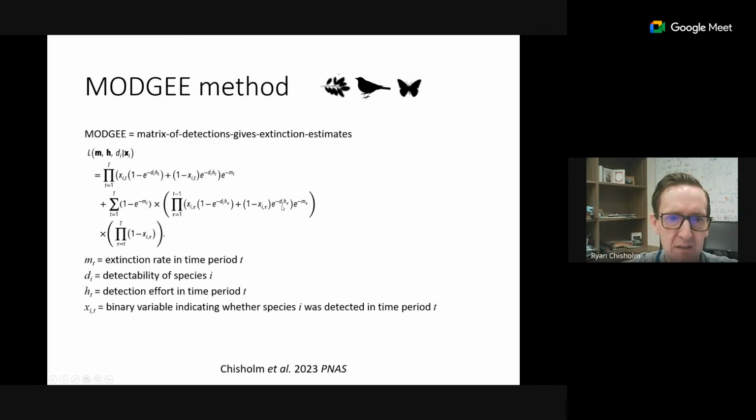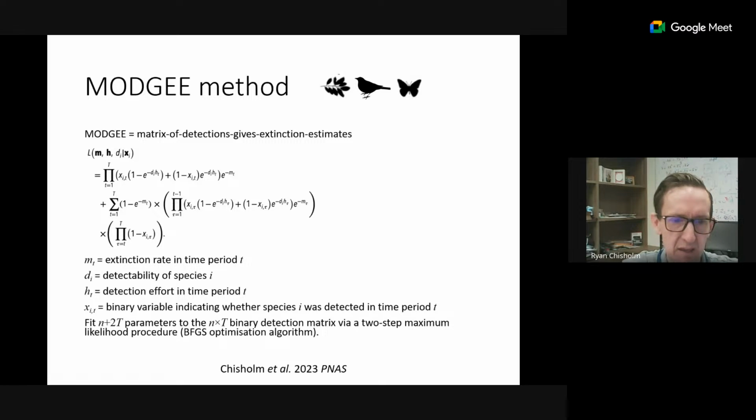So we have this likelihood function. I'm not going to explain this in detail, but just to show you that we're looking at the likelihood of all these parameters based on the detection matrix. And we can estimate those parameters via maximum likelihood. We have n plus 2t parameters fitted to an n by 2 binary detection matrix. So we have plenty of data to do the estimation.